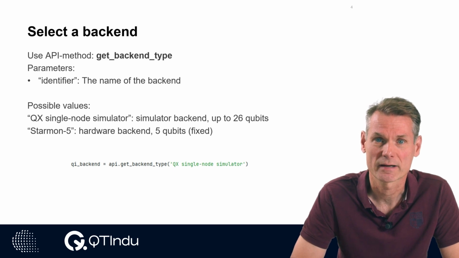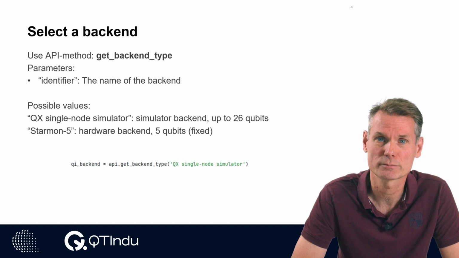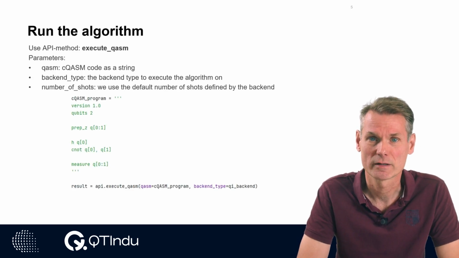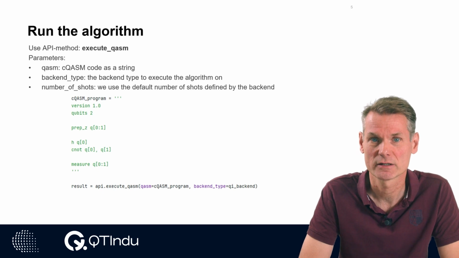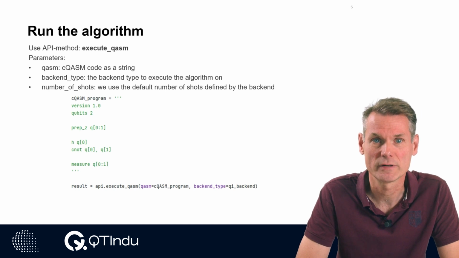Next to the simulator backend, we have a hardware platform which can be used. This backend is called Starmon-5. It has a fixed number of 5 qubits and a slightly reduced primitive gate instruction set. Here we define the algorithm as a multi-line string using triple quotes. The algorithm is passed as a parameter called QASM to the API method execute_qasm.